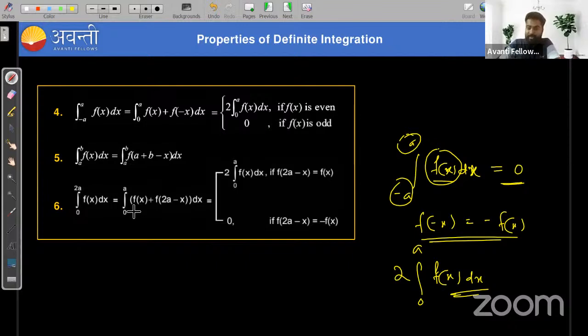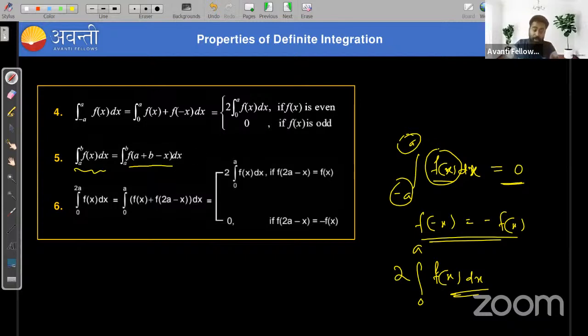The fifth property is the most important property, known as the king property. King among all the properties of definite integrations. So see, integration a to b f of x dx can also be written as integration a to b f of lower limit plus upper limit minus x dx.